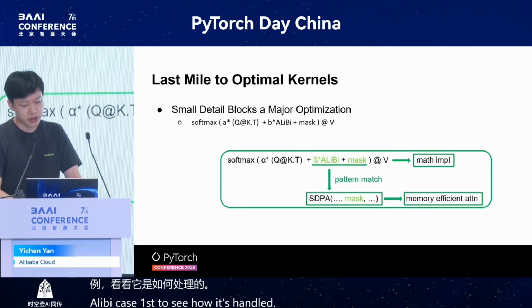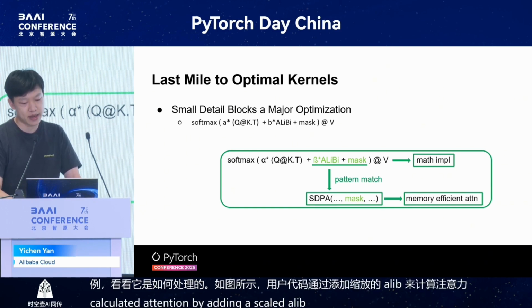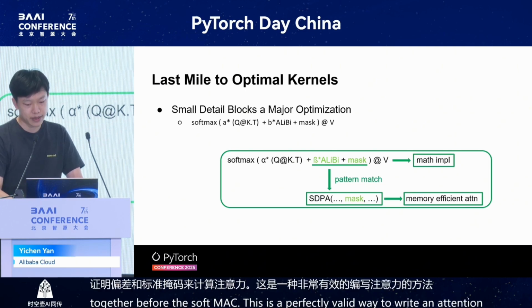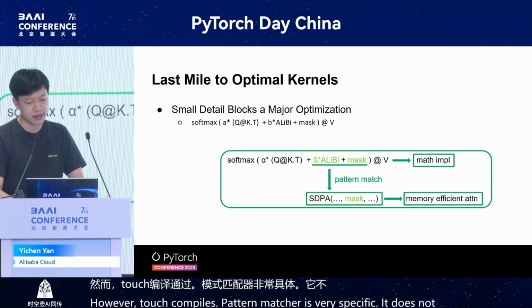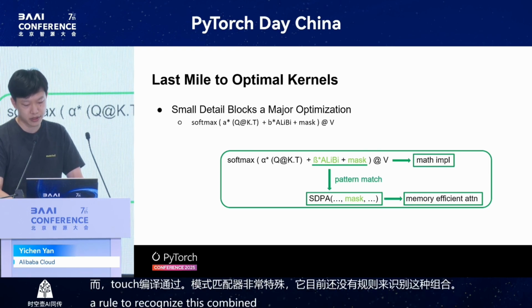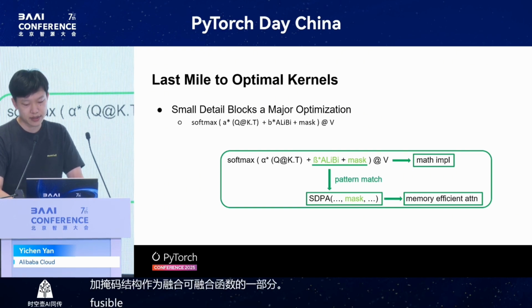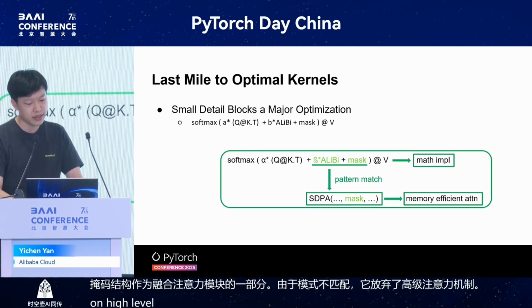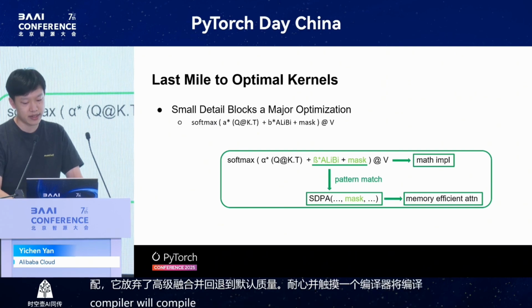As the diagram shows, the user's code calculates attention by adding a scaled ALiBi bias and a standard mask together before the softmax. This is a perfectly valid way to write attention. However, torch.compile's pattern matcher is very specific. It does not yet have a rule to recognize this combined ALiBi plus mask structure as part of the fusible attention block. Because the pattern doesn't match, it gave up on high-level fusion and fell back to the default math implementation, and torch.compile will compile each operation separately.